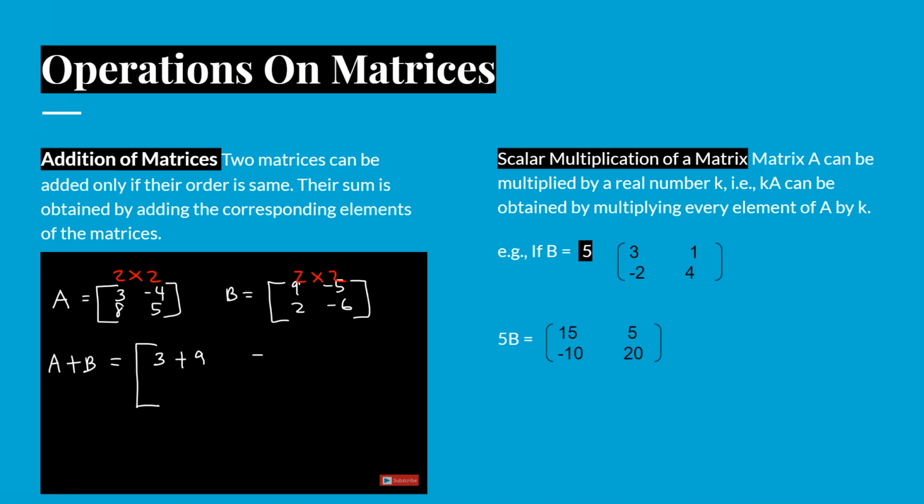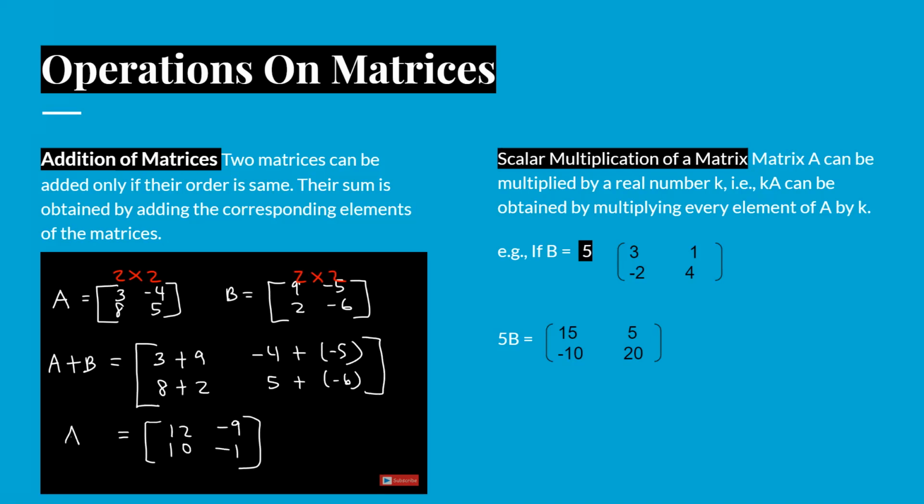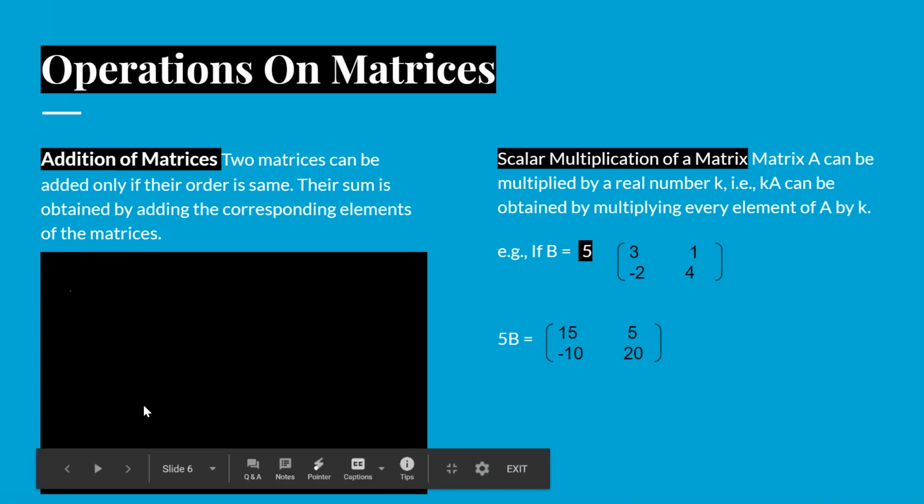The first row second column will give us -4 plus -5, then 8 plus 2 and 5 plus -6. These are the values, so we simply write down our answer: 12, 10, -9 and -1. This is our answer. We have to learn how to add those numbers.